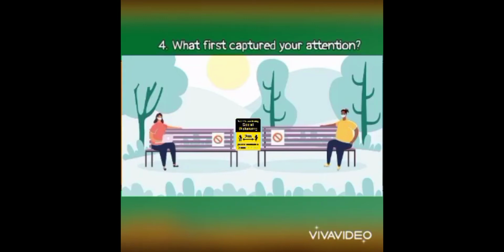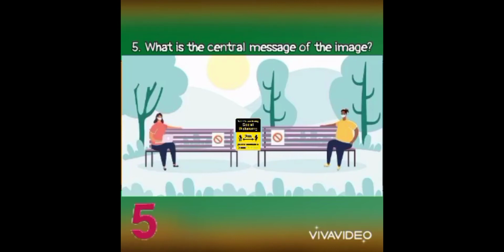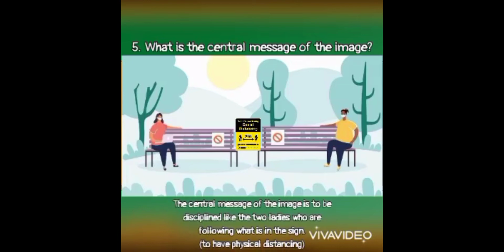What first captured your attention? The sign between the ladies. What is the central message of the image? The central message of the image is to be disciplined like the two ladies who are following what is in the sign, to have physical distancing.